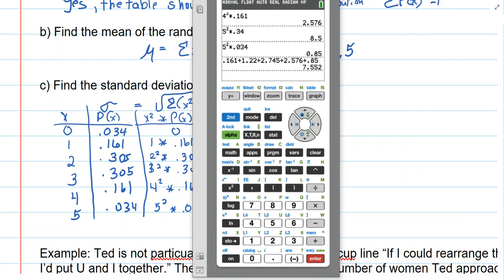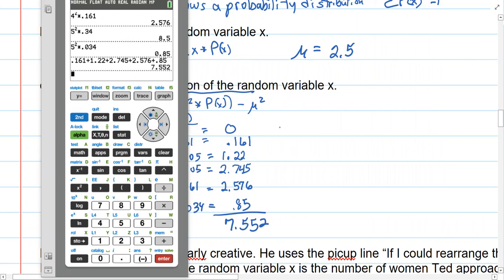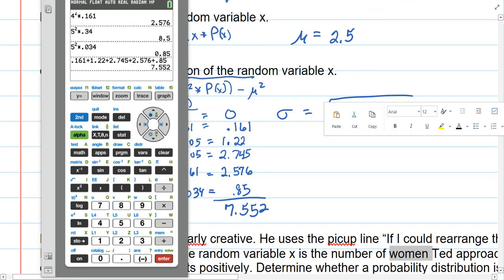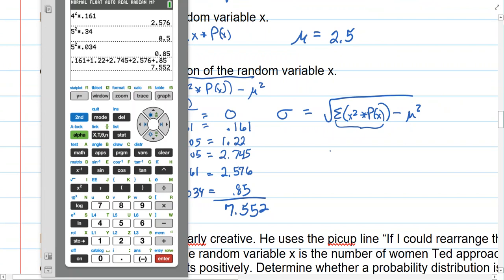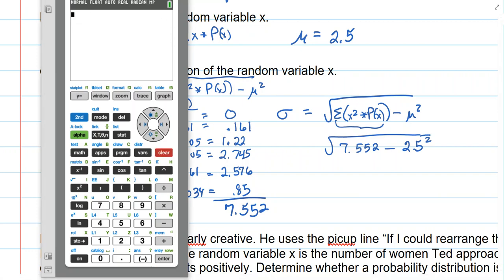All right, now let's put this together. Remember that the standard deviation is going to equal the square root of the sum of x squared times P of x minus mu squared. Well, we just got this part right here. Square root of the 7.552, and of course the mu is 2.5 squared. So we're going to do that on our calculator.